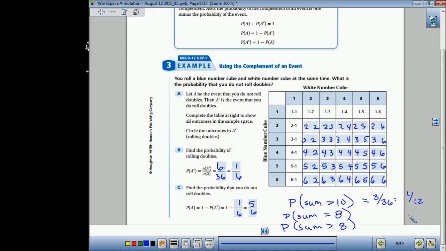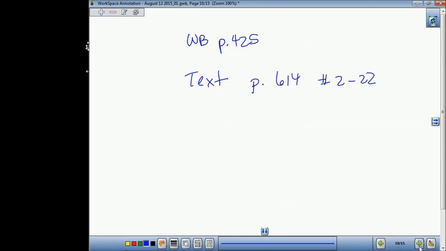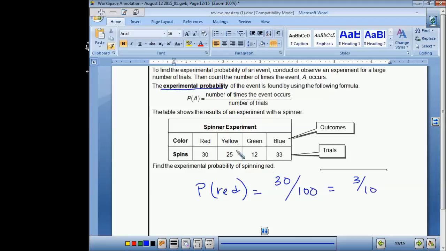Okay, I've got about a minute left. So I'm going to scoot over real quick to the experimental. For experimental, I have to give you data from an experiment, and you just use that data. So if I gave you this data, let's just look. This totals to 100 trials. So how many of them gave me a red? 30. So experimental, I must give you data from an experiment, or I have to allow you to perform an experiment and use that data.